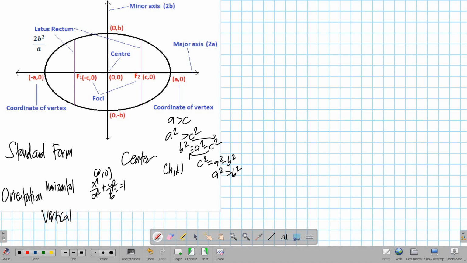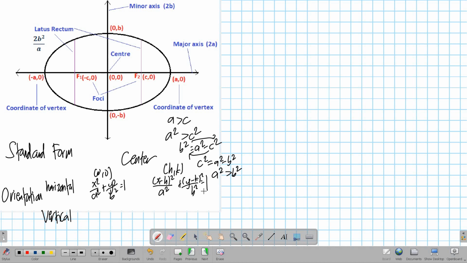So if the orientation is horizontal, then a squared, the bigger denominator, should be below the x term. So in (h, k), if it's horizontal, it becomes (x minus h) squared over a squared plus (y minus k) squared over b squared equals 1.